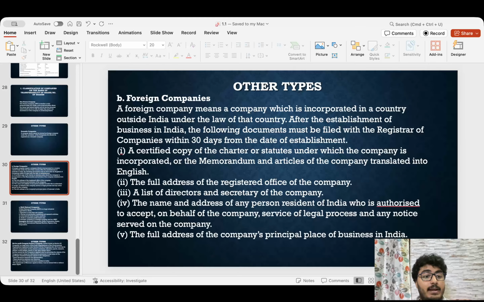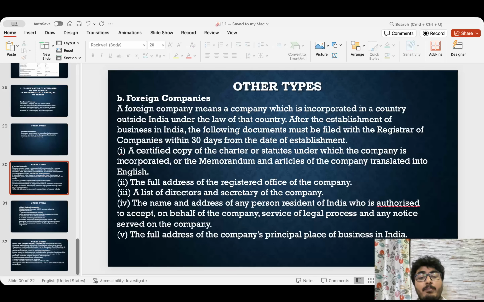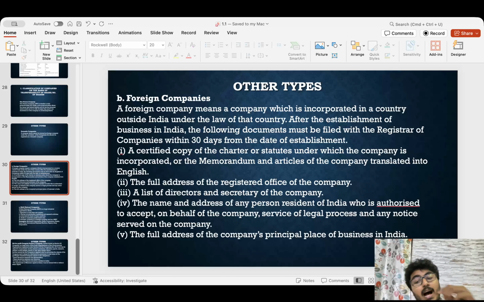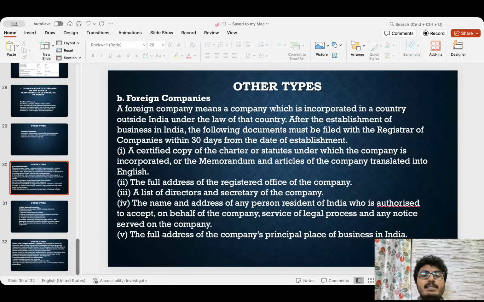Next we come to foreign companies. A foreign company means a company which is incorporated in a country outside India under the law of that country. After the establishment of the business in India, the following documents must be filed with the Registrar of Companies within 30 days from the date of establishment.